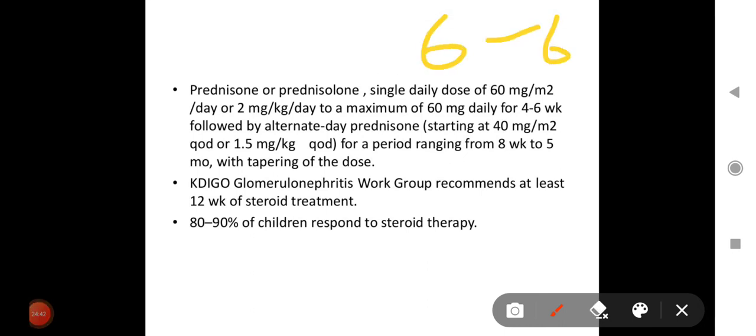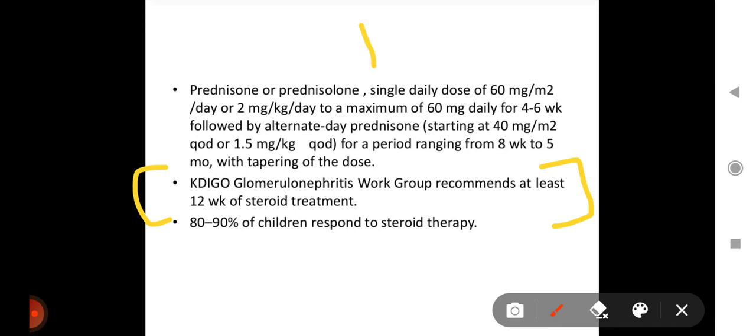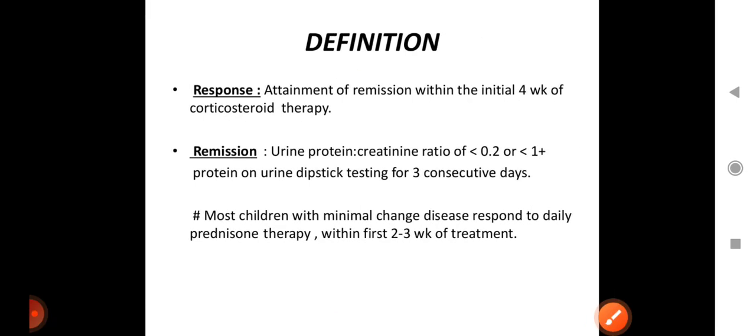For the first 6 weeks, 2 mg per kg per day, and for the next 6 weeks, 1.5 mg per kg per day. So this is how the first episode of nephrotic syndrome with minimal change is treated. Now, the KDIGO glomerulonephritis work group recommends at least 12 weeks of steroid treatment. So even the Indian Academy of Pediatrics has suggested 12 weeks total, 6 plus 6. 80 to 90% of these children respond to steroid therapy, as we have already mentioned in the previous slide.